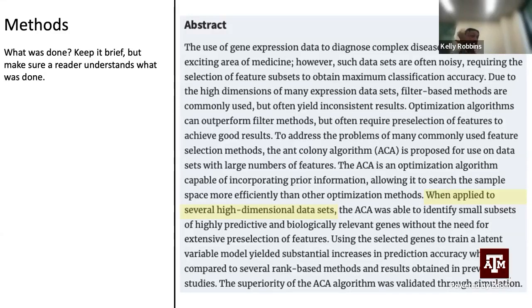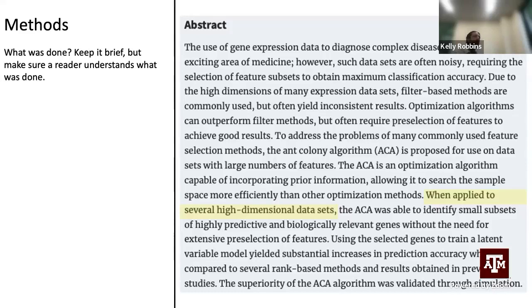And part of the reason why there's no detail here is because I spent so much space writing my background. I don't have any space left to actually talk about methods, right? So it was applied to several high-dimensional data sets. Like, what is that? What kind of data sets were they? What do I mean by high-dimensional, right?